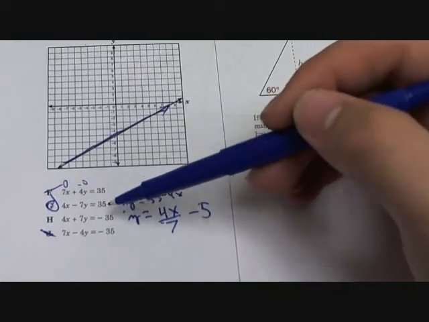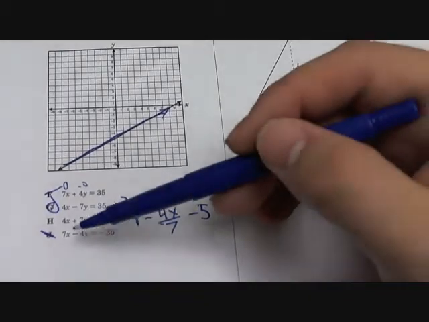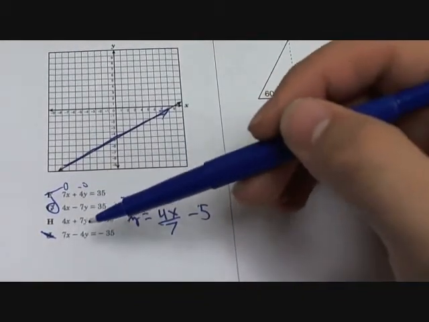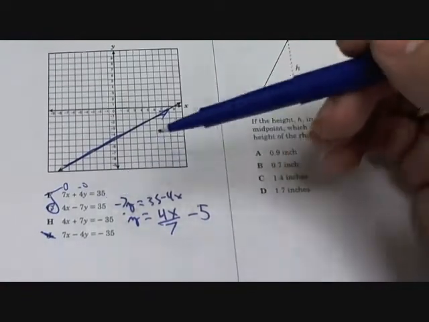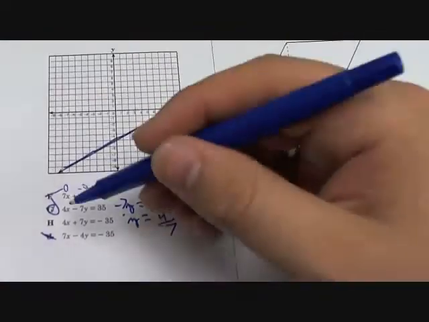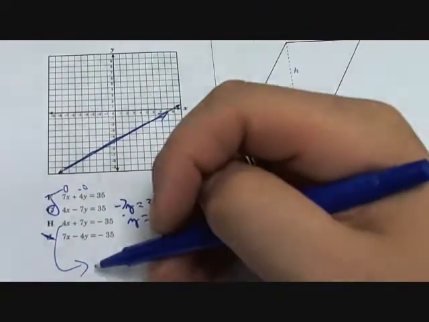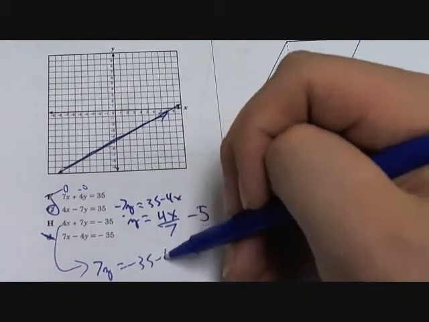Negative 7 times negative 5 is 35, so that stays. 5 times negative 5 is negative 35, so that stays. Negative 4 times negative 5 is 20, not negative 35, so that's off. So now you switch into y is equal to mx plus b form. You do the first one, that gives you a positive slope. That's right, that's the answer. You do the second one, just to be sure. You get 7y is equal to negative 35 minus 4x.